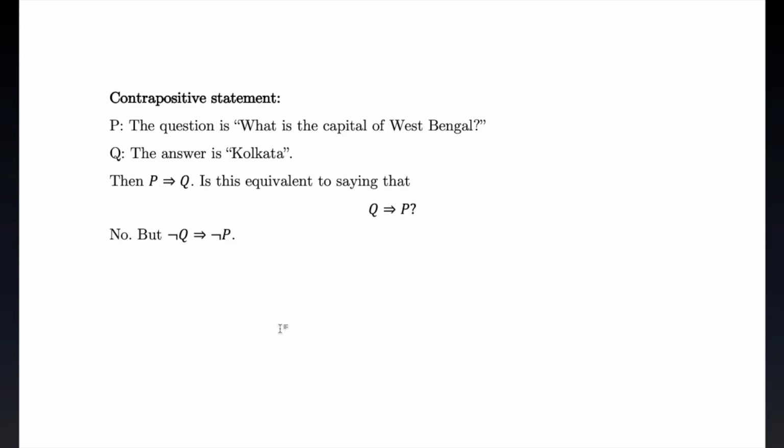If P implies Q and Q implies P both hold, then we call this the if and only if condition. If P holds, then Q holds. P holds only if Q holds. That means if P holds, then Q holds. This is this part, P implies Q. And P holds only if Q holds, this is this part, Q implies P.